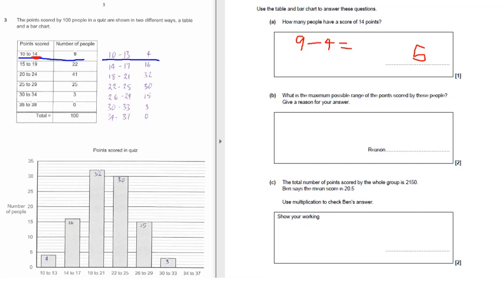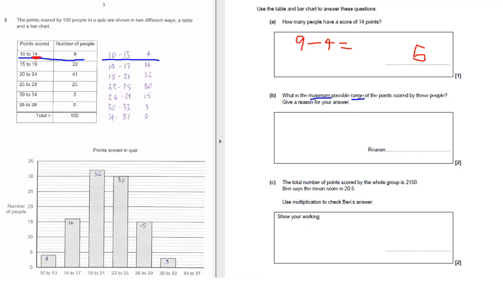Right, so I think it's asking, what's the maximum range? So we've got the word range, maximum range. What we need to work out is what's the maximum score and the minimum score.